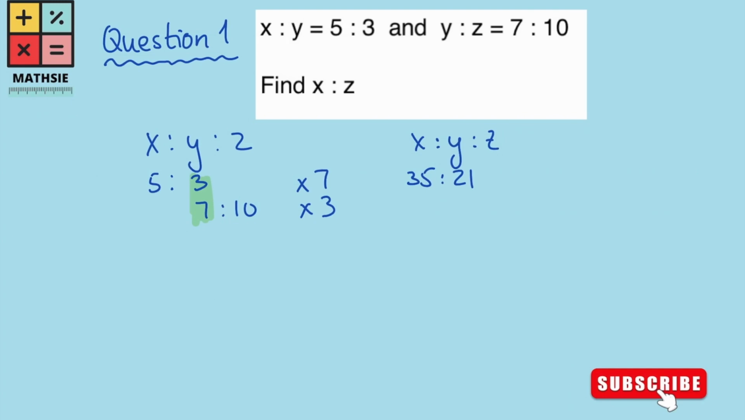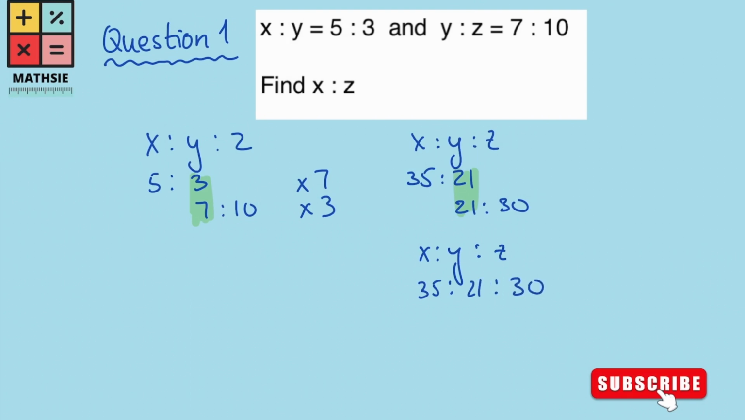It's just that I have multiplied both sides of the ratio by 7. So I'm not changing its value. And then we have 7 times 3. So that's the y value, 21, and then my z would be 10 times 3, which is 30. Now that I have y to be the same number, I can combine the two. So I say that x to y to z would be 35 to 21 to 30.